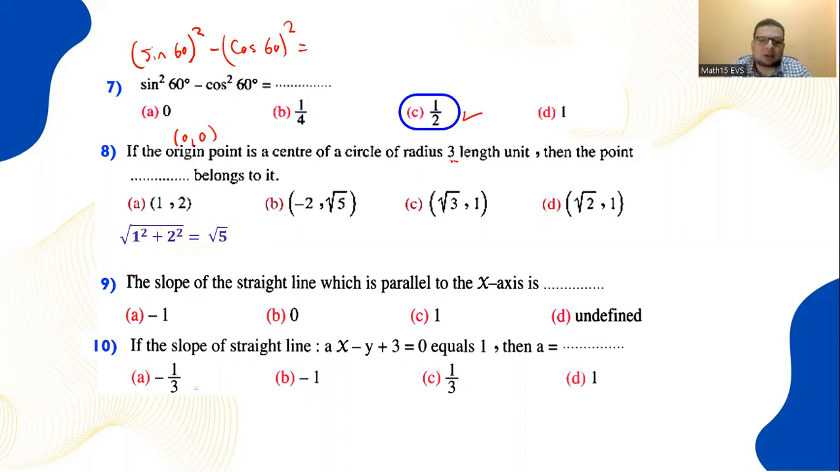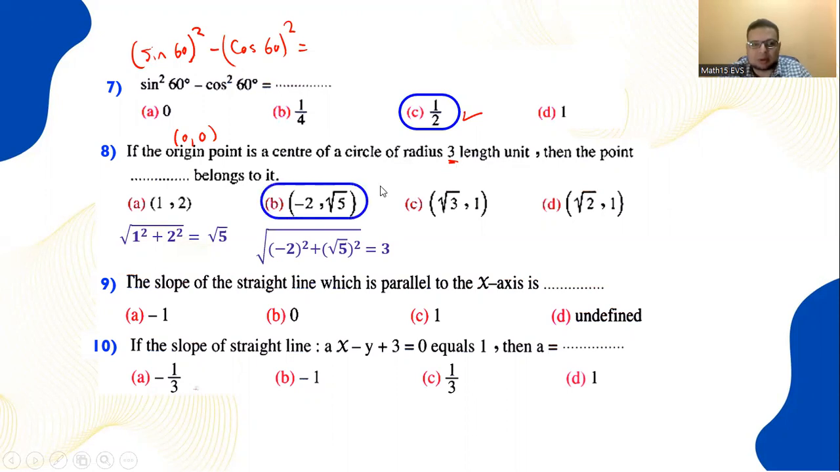But the radius is 3, not root 5. So not B. In the same way, for the point (-2, root 5), square root of (-2) squared plus root 5 squared, you will get 3. Yes, the radius is 3. So that is the answer.